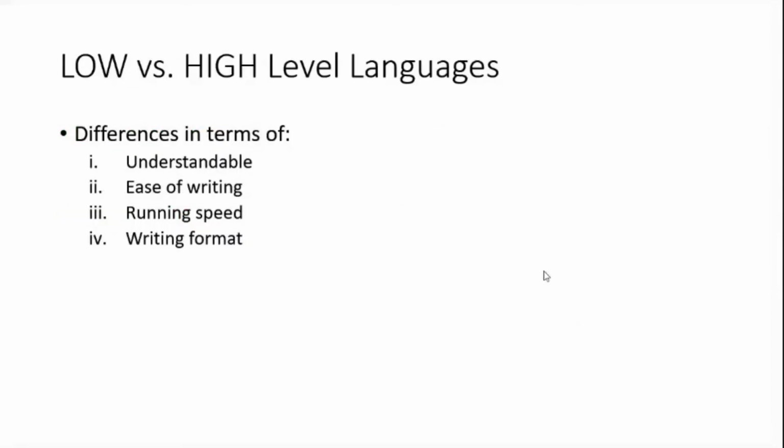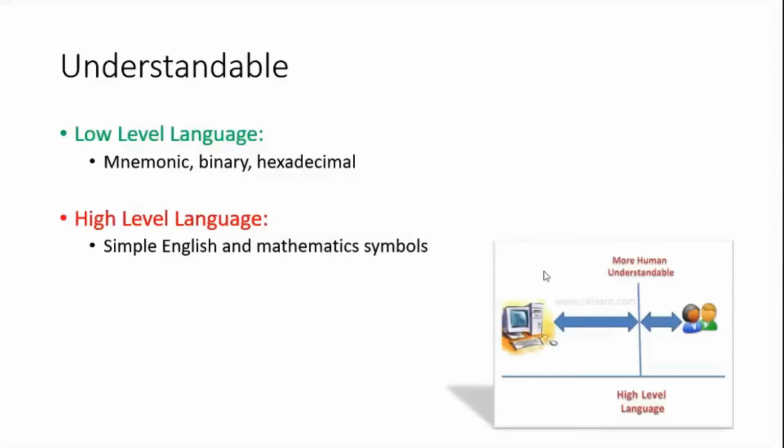So the difference between low and high-level languages is in terms of understandability, the ease of writing, the running speed, as well as the writing format. We can see some examples also, in the case of understandability, ease of writing, running speed, writing format, etc.